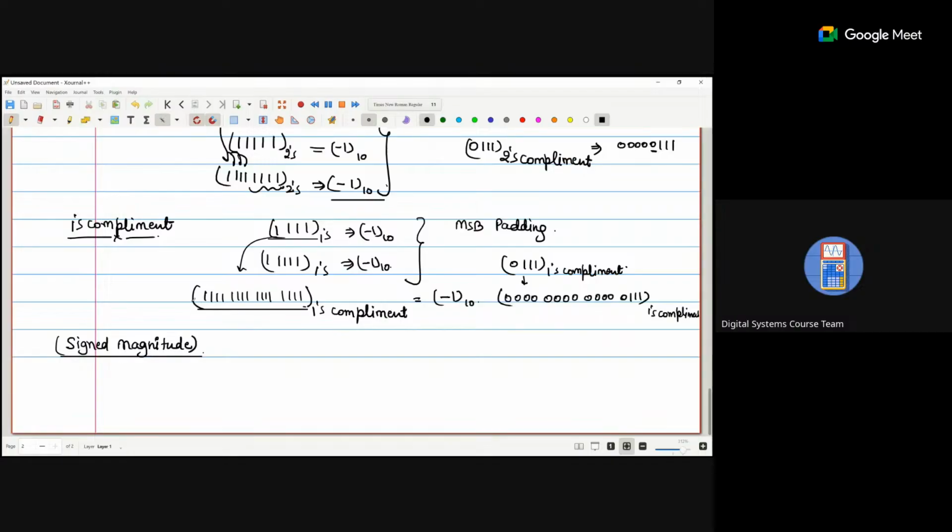Okay, the number is given as 111 in sign magnitude. What is the decimal equivalent? Check the MSB. The MSB is 1. Then the decimal equivalent of 111 is 7, so that is -7.